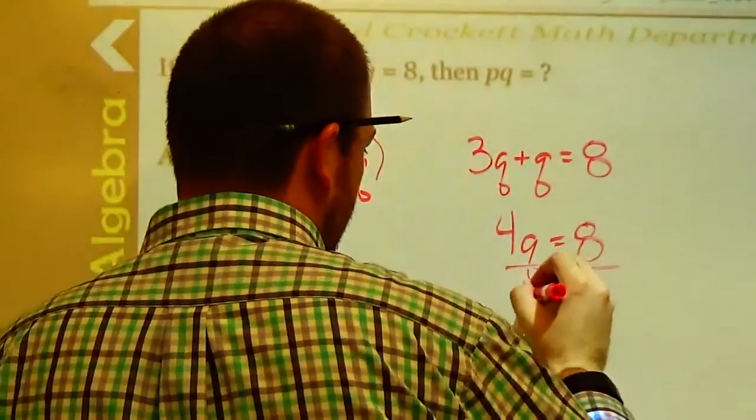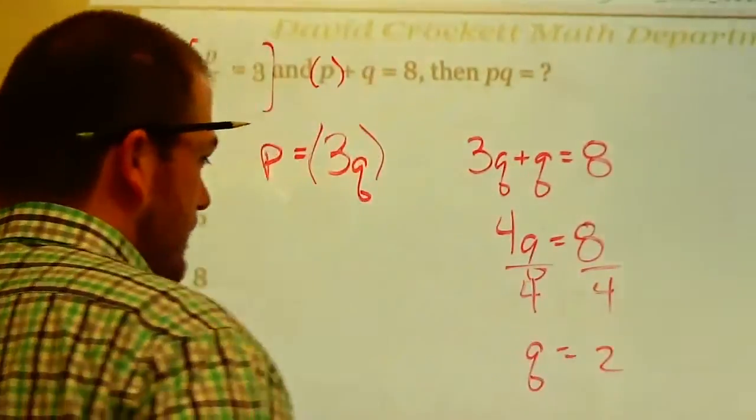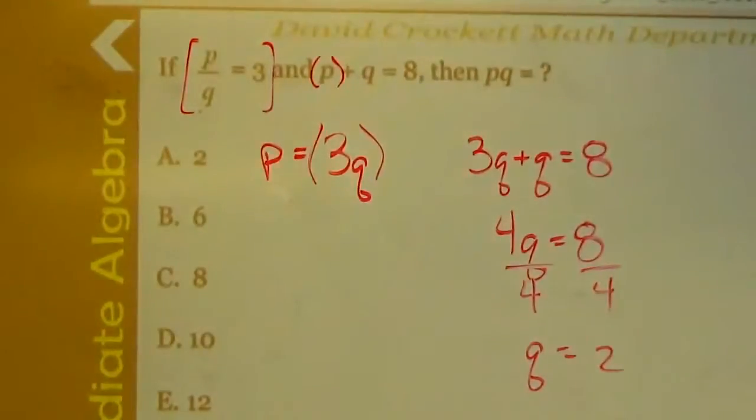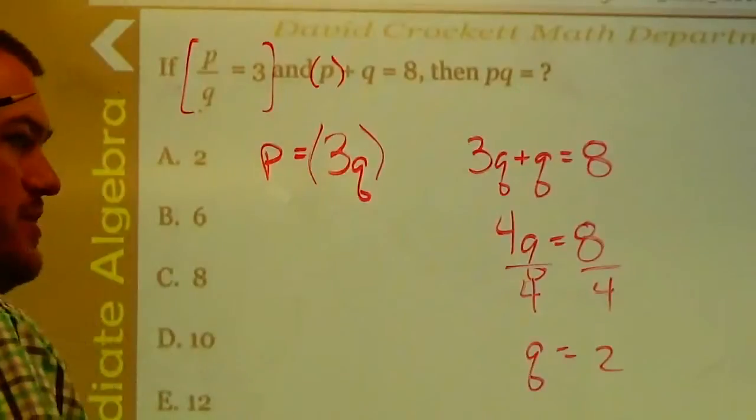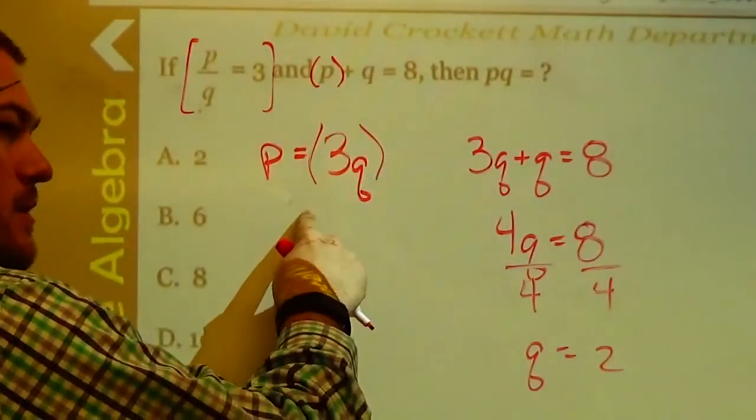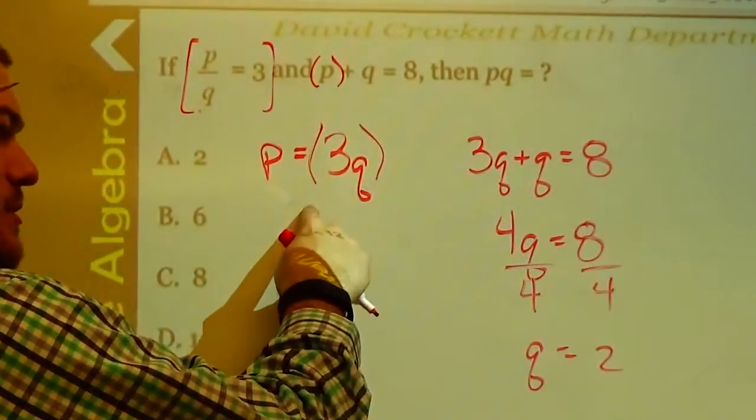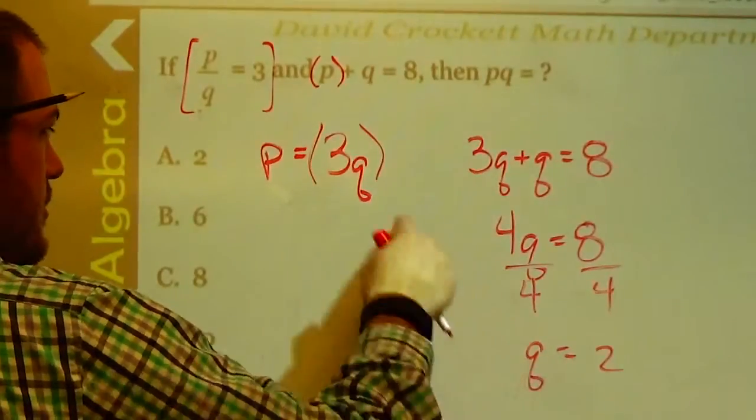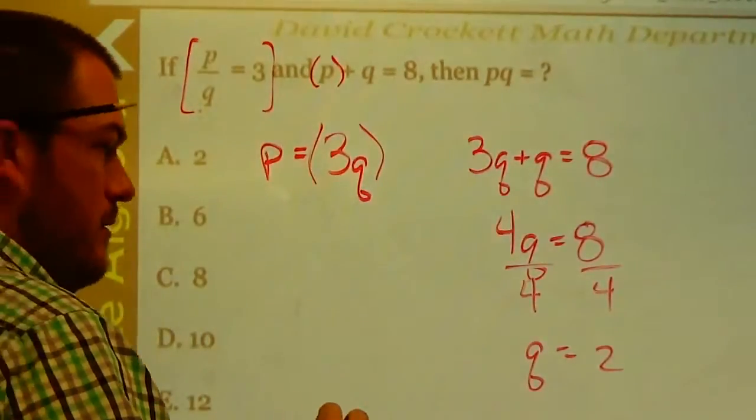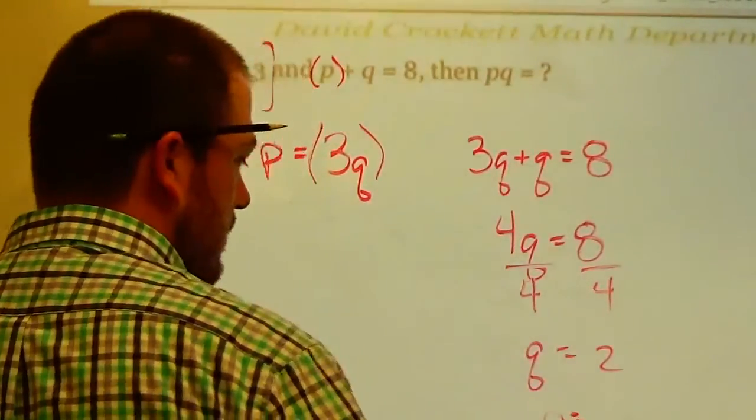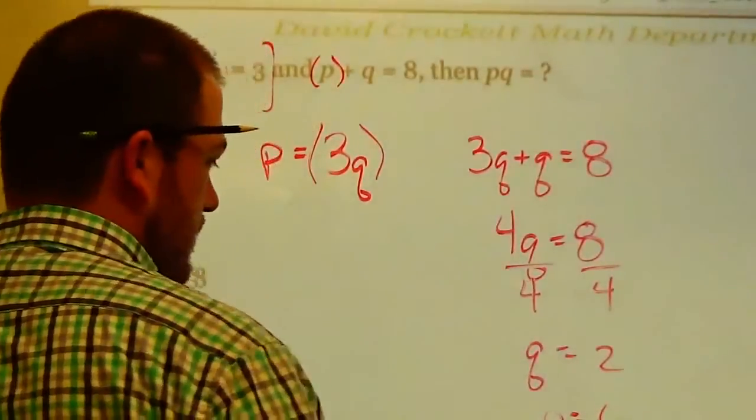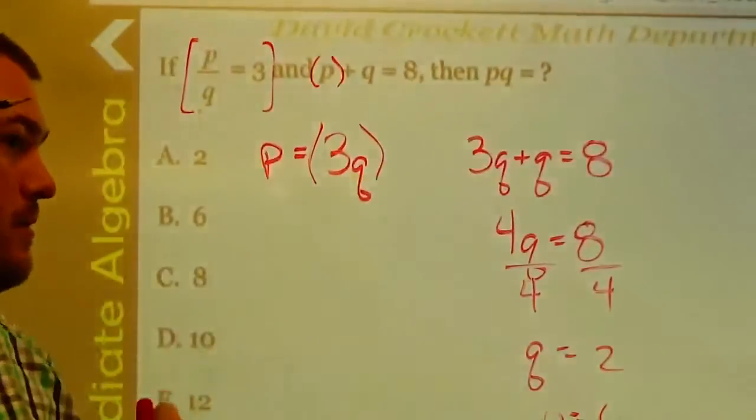I put the answer there. Are we done? Alright, if we've got to find out what P is, which one should I plug it into? This one or this one? This one would probably be easier, right? So if I plug 2 in for Q, what's P equal? 6. So what's our answer equal?